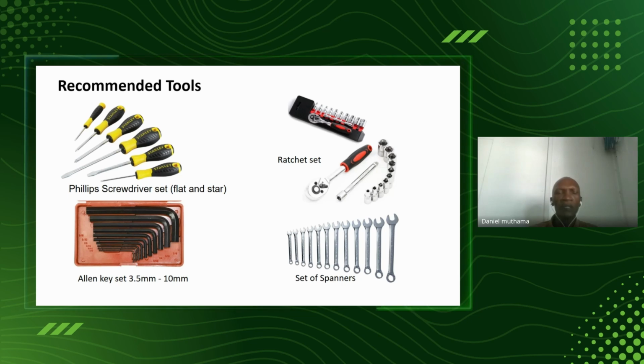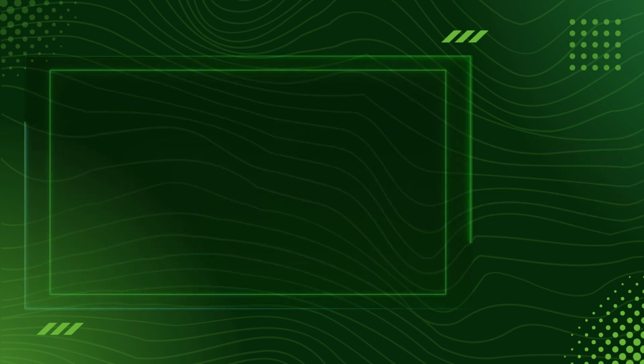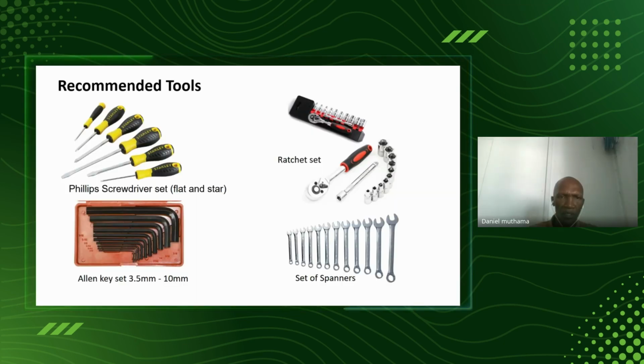For example, if you are using a 3.5 millimeter Allen key and the Allen screw is metric, it will open that Allen screw. If that Allen screw is imperial and you use metric, the metric will not open that Allen bolt. So you have to use what we call an imperial Allen key. This is very important for our engineers here.